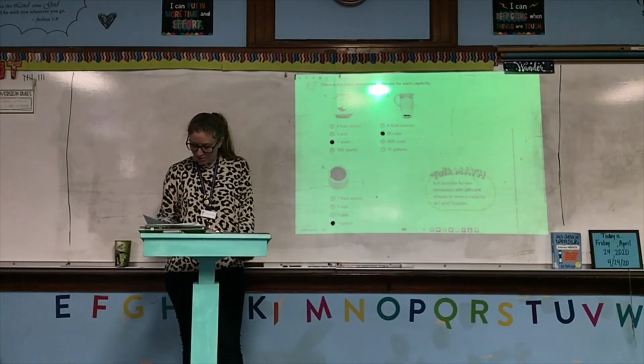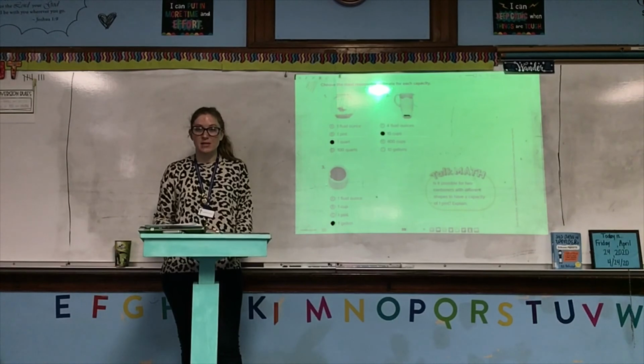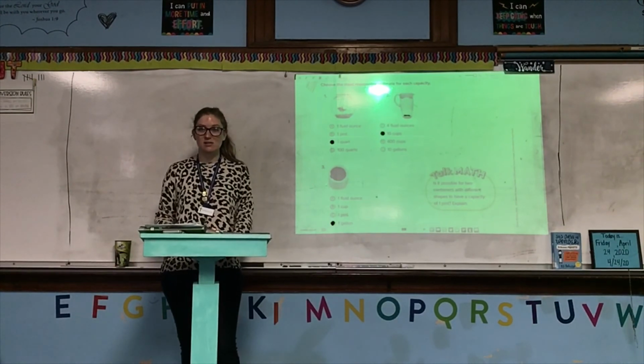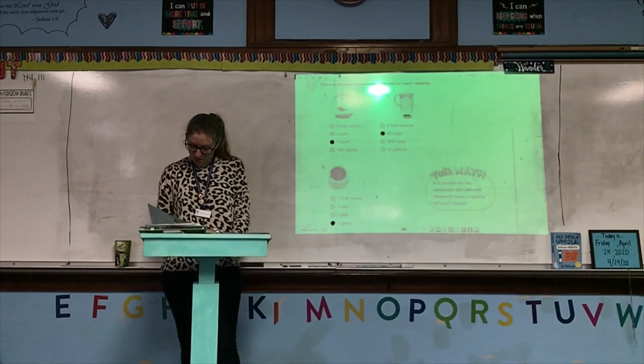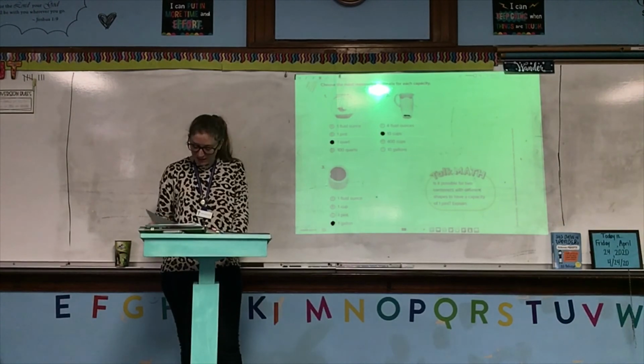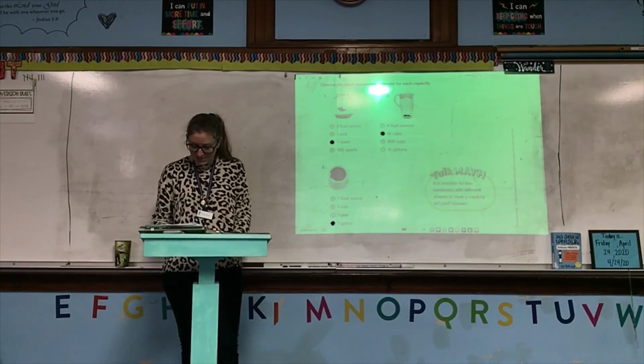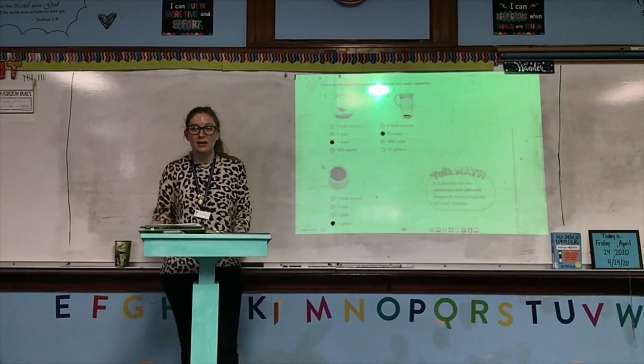Number 10 and 11 are word problems. You need to answer those. Make sure that you have numbers and units or words, whatever you need. Number 11 and 13 are vocabulary, and then number 14 is just like numbers 1 through 4, just without the picture.